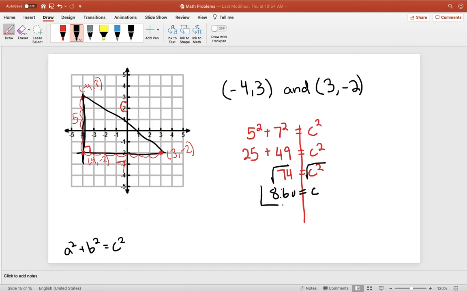Okay, that's all it is. So plot the points and then make a right triangle. Use the legs of the right triangle to set up an equation involving the Pythagorean theorem. Plug the numbers in, solve for c.